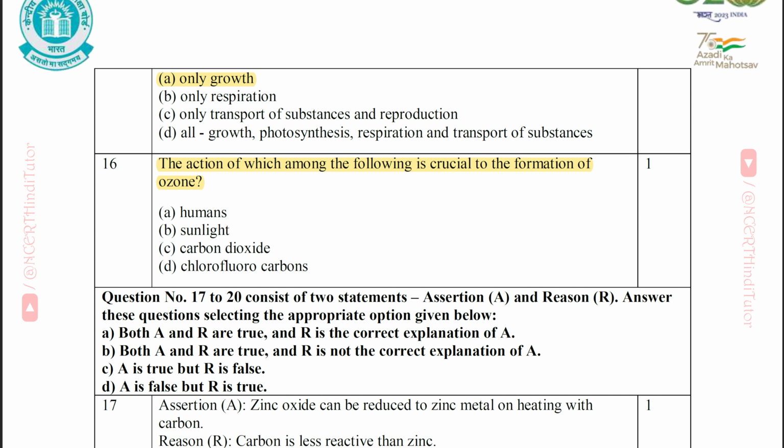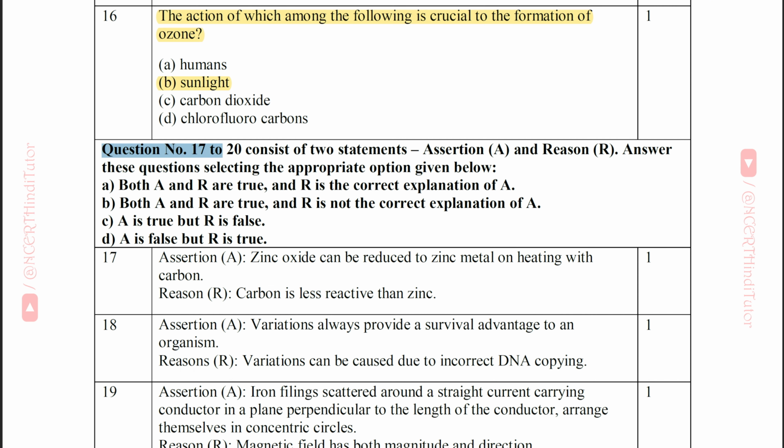Answer B. Sunlight. Questions number 17 to 20 consist of two statements, assertion A and reason R. Answer these questions selecting the appropriate option given below. A. Both A and R are true, and R is the correct explanation of A. B. Both A and R are true, and R is not the correct explanation of A. C. A is true, but R is false. D. A is false, but R is true.